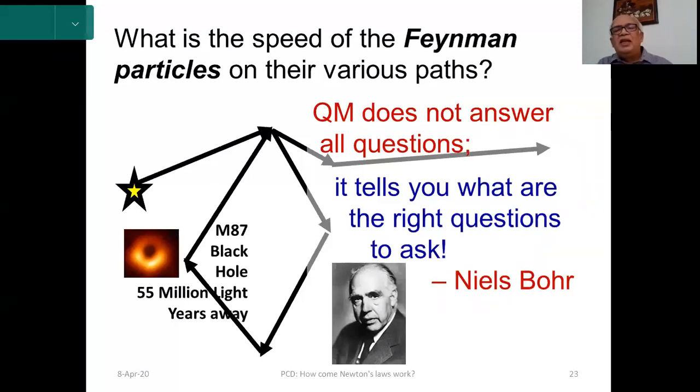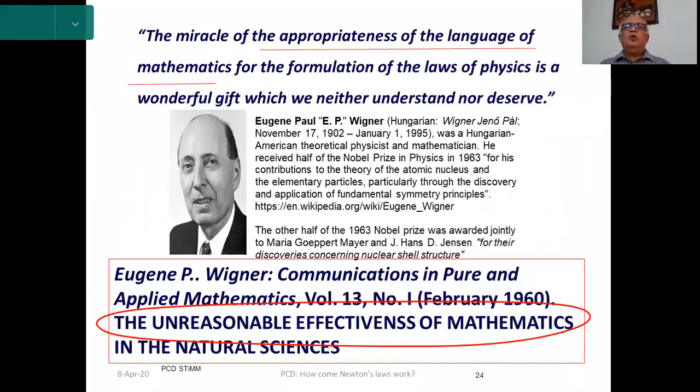It doesn't tell you why you cannot measure the speed. It tells you that your question is not why you cannot measure the speed. Your question is, how do you explain the interference pattern? Don't lose track of your fundamental question. So it is the how and the what and not why. So this is what you're trying to account for.